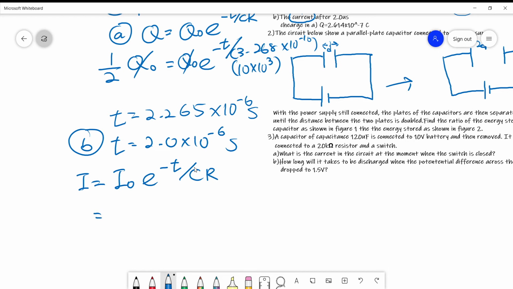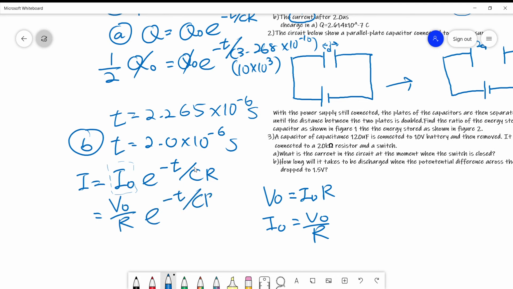We know that we do not have the value of I naught, so what we need to do is derive it. Based on Ohm's law, V naught is equal to I naught R. So I need to derive in terms of I naught. What I have here is V naught over R, and this is t divided by CR.